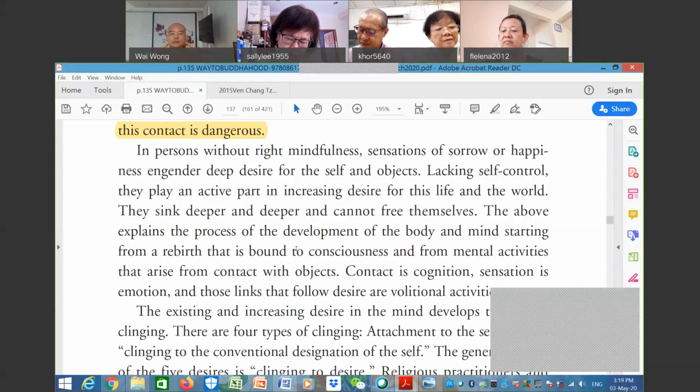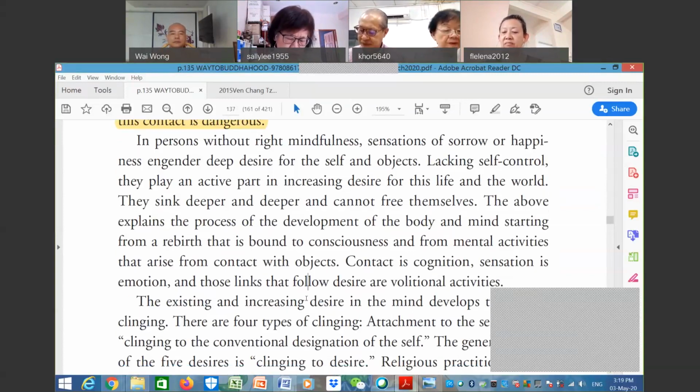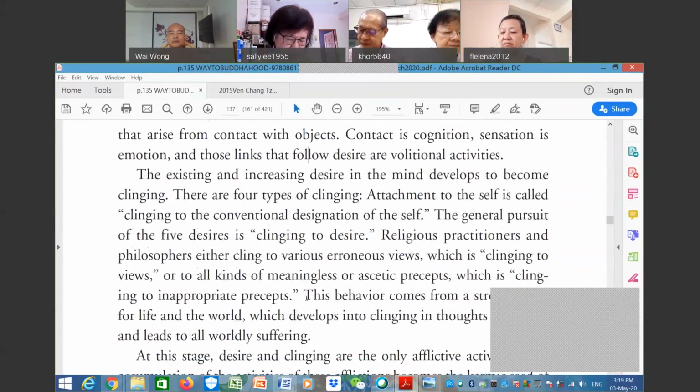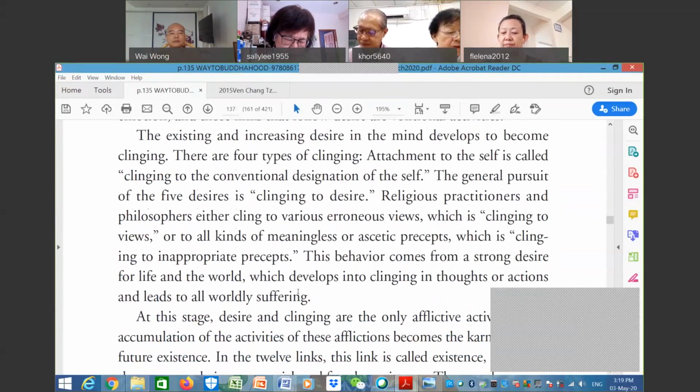Contact is cognition, sensation is emotion, and those links that follow desire are volitional activity. Persisting and increasing desire in the mind develops to become clinging. There are four types of clinging. Attachment to the self, called clinging to the conventional designation of self. The general pursuit of the five desires is clinging to desire.